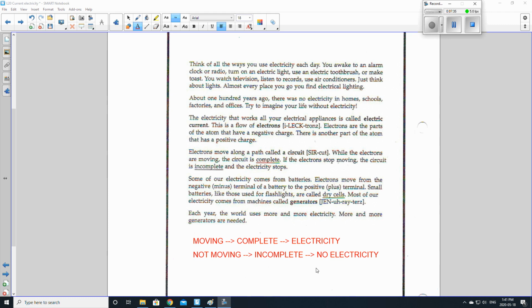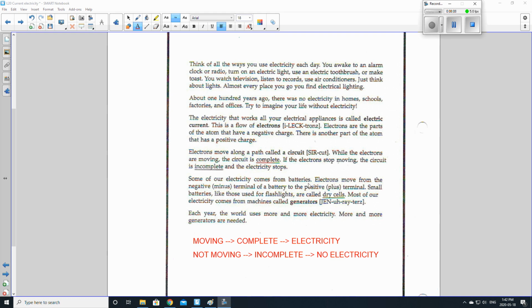Just think about, for example, a light switch. When we turn it on, it means that the circuit is complete. That means that electrons are moving, and that means that there is electricity. If you want to make a circuit incomplete, you can flick the switch off. Then electrons don't move, and there's no electricity flowing through the light bulb, and your lights won't turn on. Okay, so let's keep reading.